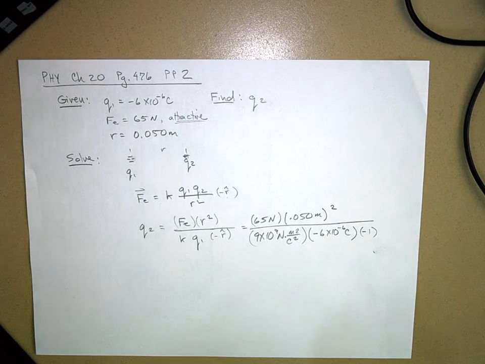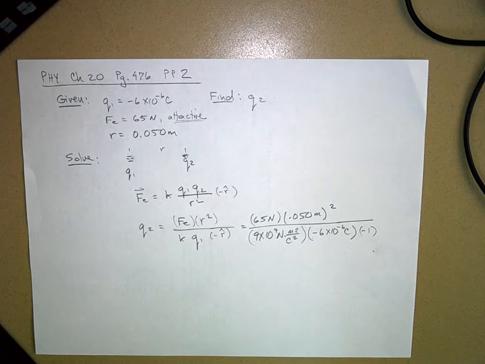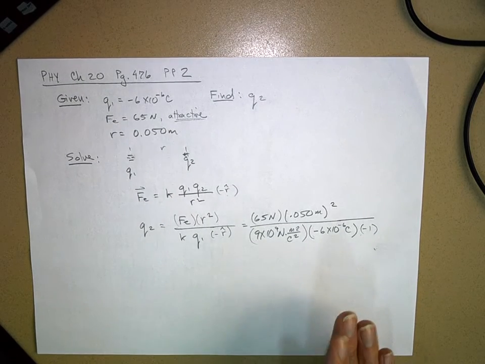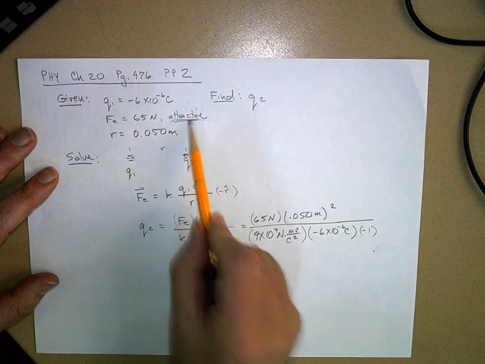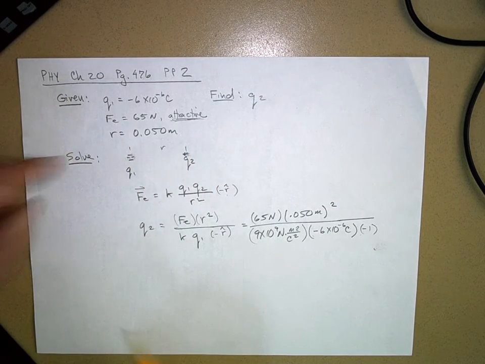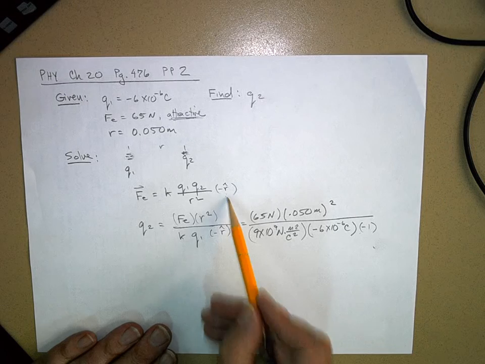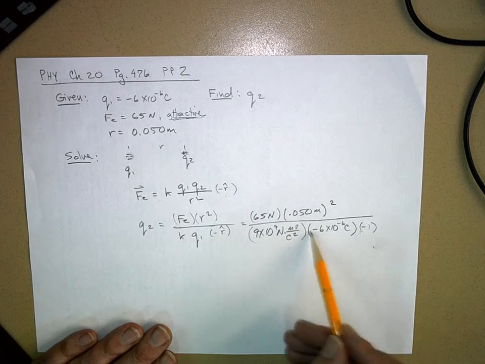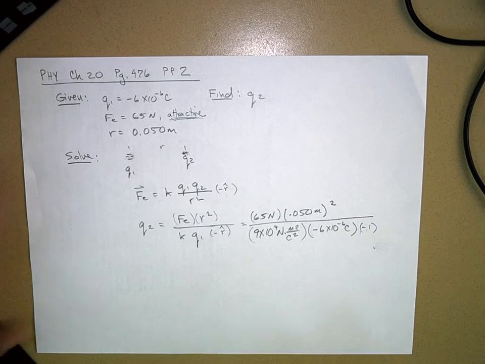We already know that we have to cancel out this negative. We already know that Q2 is positive because it's given that it's an attractive force, and it's given that this is negative, so this has to be positive. But if you want to be rigorous about it, you keep that negative in there. It cancels with the negative there, and it gives us a positive charge.